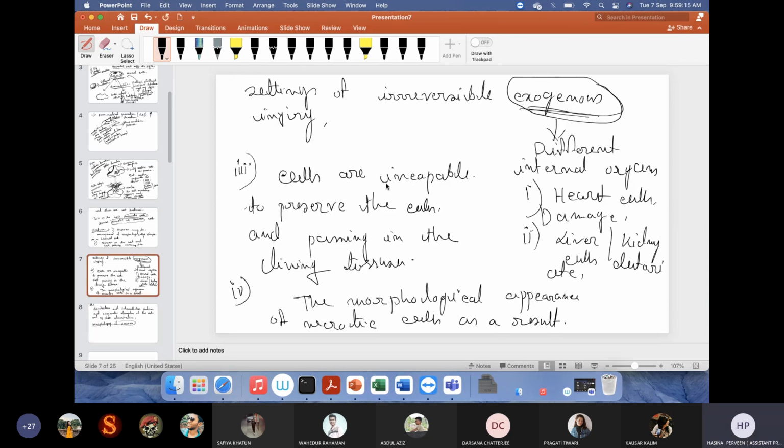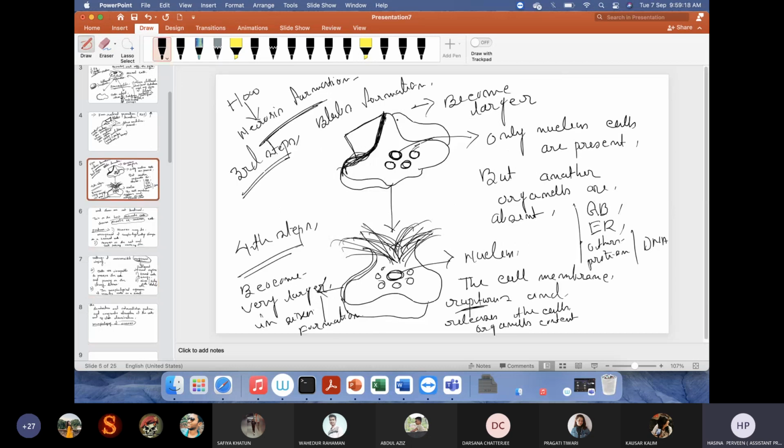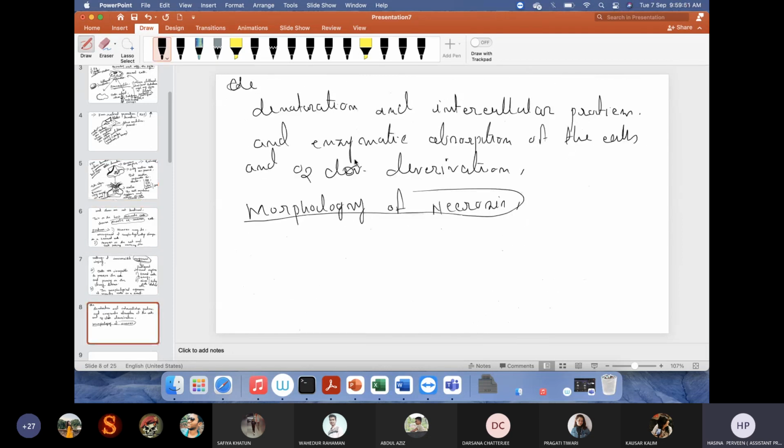So here, the cell membranes rupture and release the different types of cell organelles, that means they come out from the inside of cells, and when the cell formations become larger and extended, then the cell size, compared to normal cells, is thin. So these are the different types of morphological changes of necrotic cells.